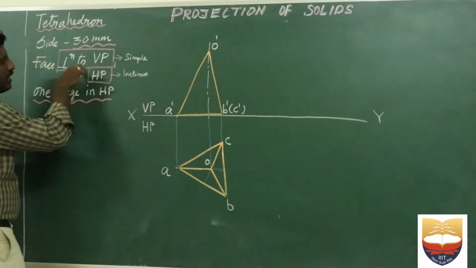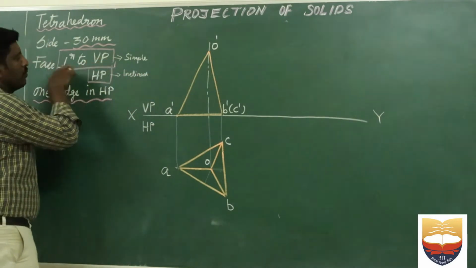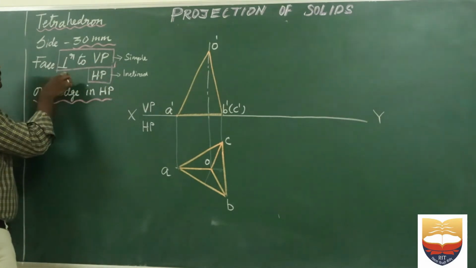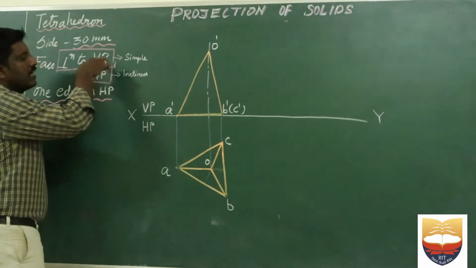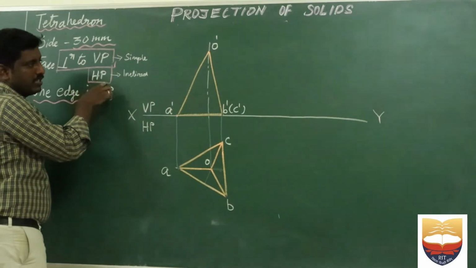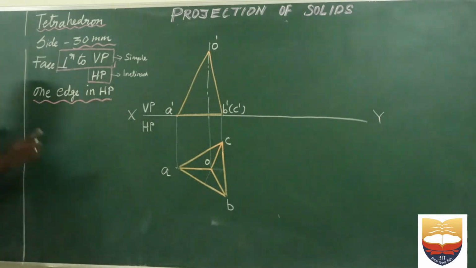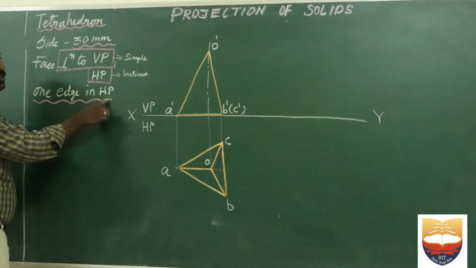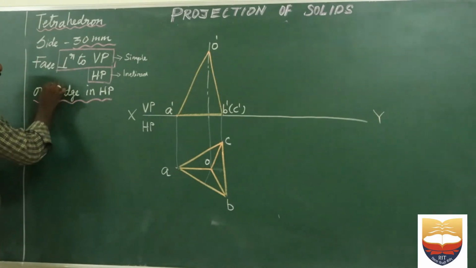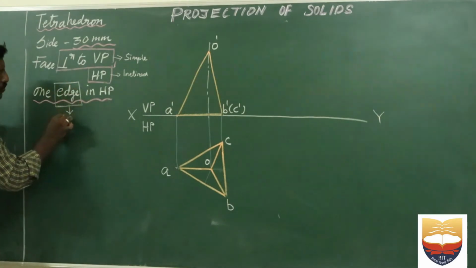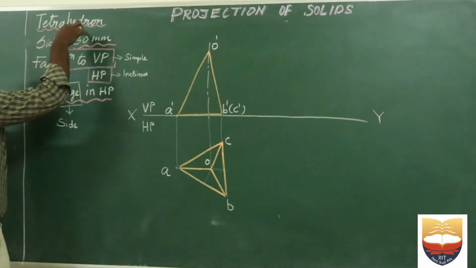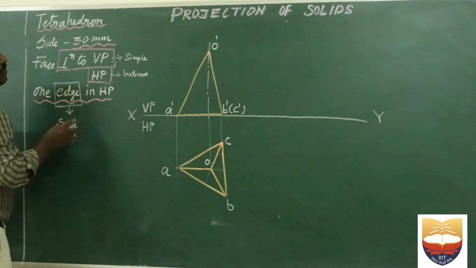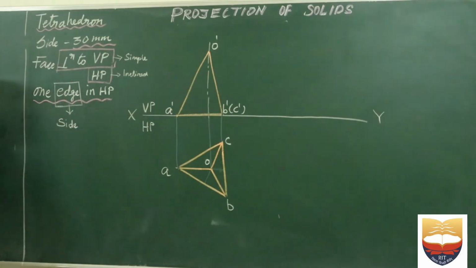You should understand that a face cannot be perpendicular to both planes at once. So first we can have a face perpendicular to VP, then we can make it perpendicular to the horizontal plane. That is very important. The resting condition is given as one edge in HP. We obviously know that an edge can also be called a side. As it is a tetrahedron, all the faces will be triangles.